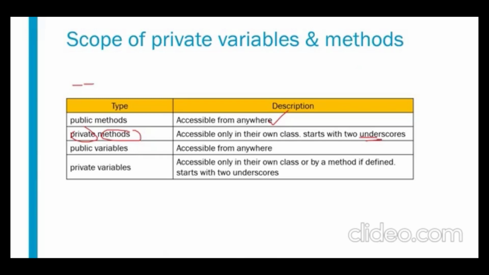Similarly, public variables can be accessed from anywhere. That means for public we don't have any issue. We can access them from anywhere. Only private variables and private methods can be accessed only within the class. Now let us see how we can do this practically.